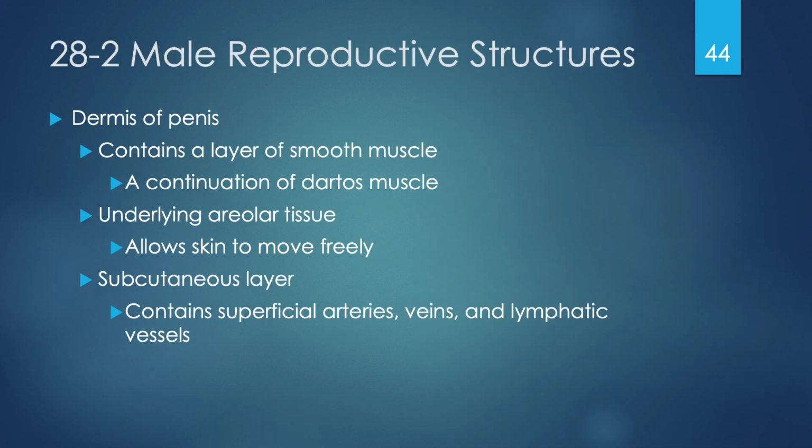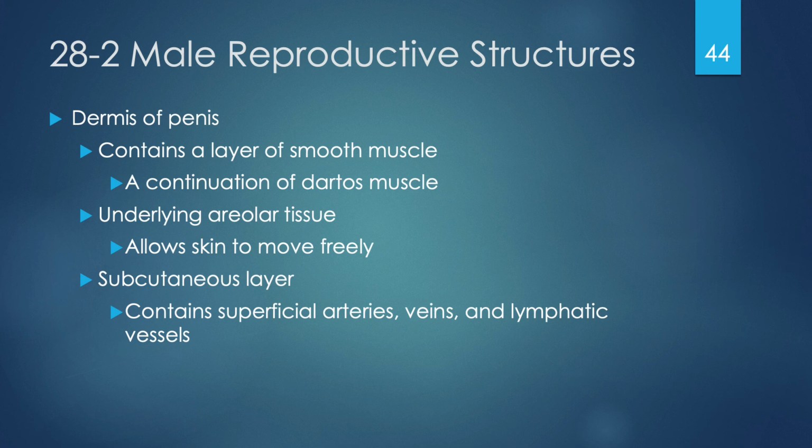The dermis of the penis contains a layer of smooth muscle, which is a continuation of the dartos muscle. And remember that the dartos muscle is there that forms the wrinkling of the scrotal sac. There's also underlying areolar tissue, and that areolar tissue, remember, is very loose. And so that's what allows the skin to be able to move freely, both on the penis as well as on the scrotum. And then there's a subcutaneous layer.